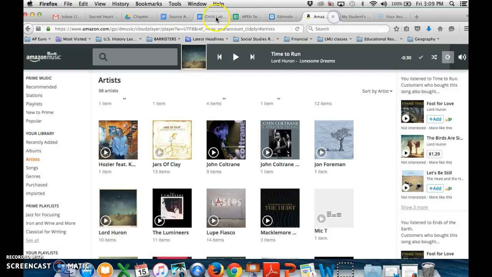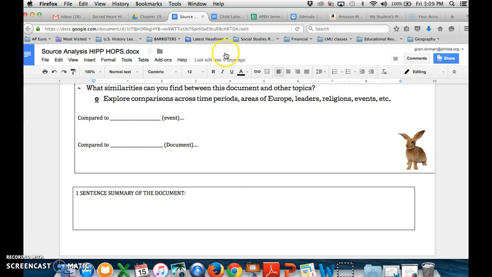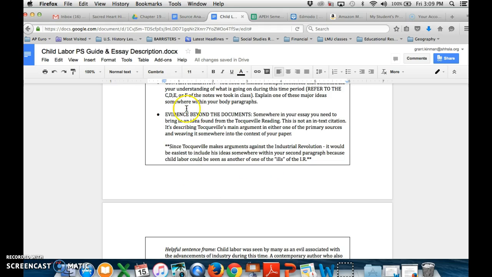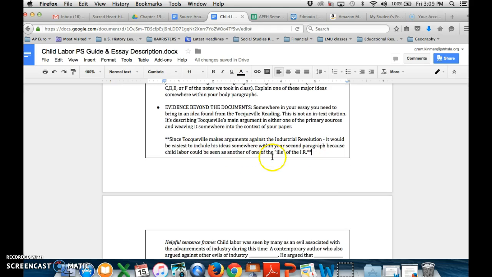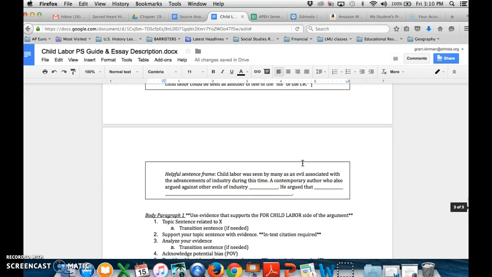The reason you're going to do that is because you need to reference a document to get the point in your DBQ in your long essay. And we're just going to use this document. So after you've read those, you have an understanding and you can use them in your essay. I said it would be easiest to include his ideas somewhere within your second paragraph because child labor could be seen as another one of the ills of the Industrial Revolution. And I'll just tell you, Tocqueville was against the Industrial Revolution, so he points out a lot of the negative things, and child labor could be considered another negative thing, and that's paragraph 2.